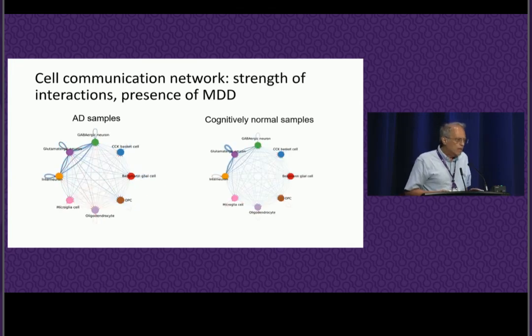This pattern is not observed in the cognitively normal sample group, where there's an overall net decrease in CCC for these pairs. In contrast to the number of interactions, this chart shows the strength of interactions between the cell subtypes, with blue increased strength and red decreased strength. Again, AD samples on the left, cognitively normal on the right. Notable aspects of this plot are the increase in the strength of interactions between GABAergic and glutamatergic neurons for the AD samples relative to the cognitively normal samples. Again, this is for MDD cases relative to no MDD in both.